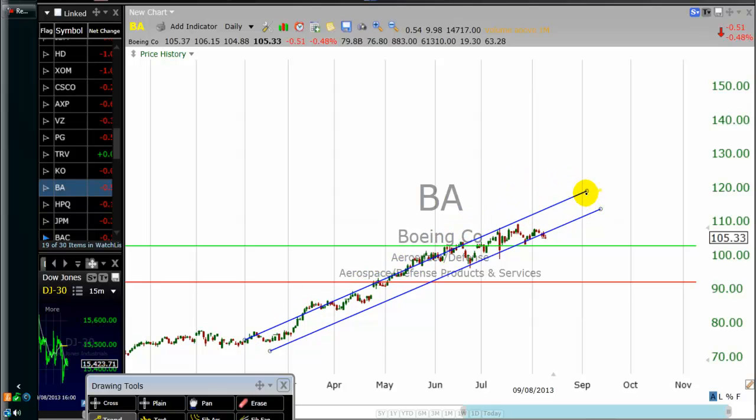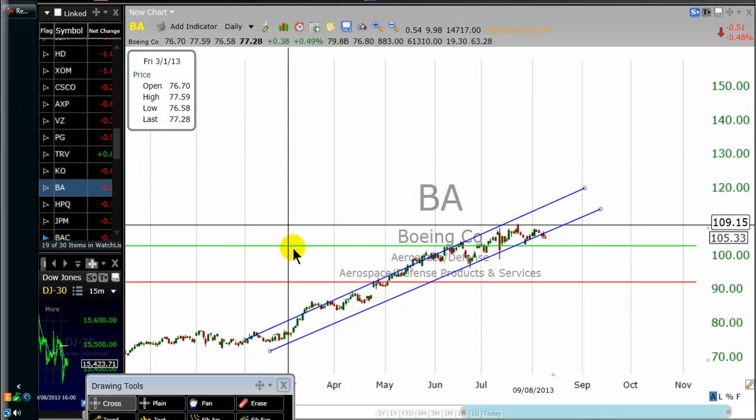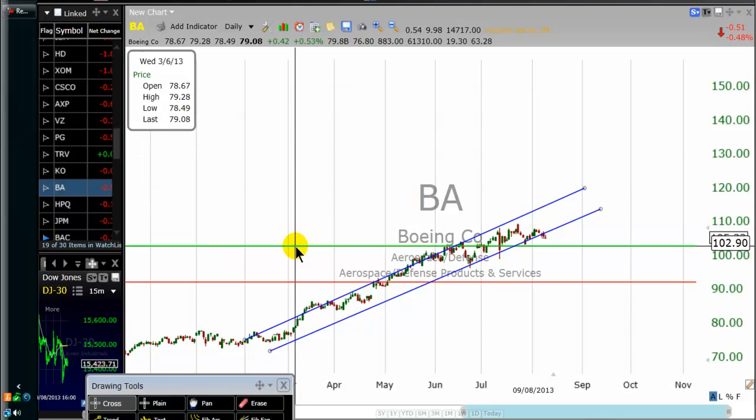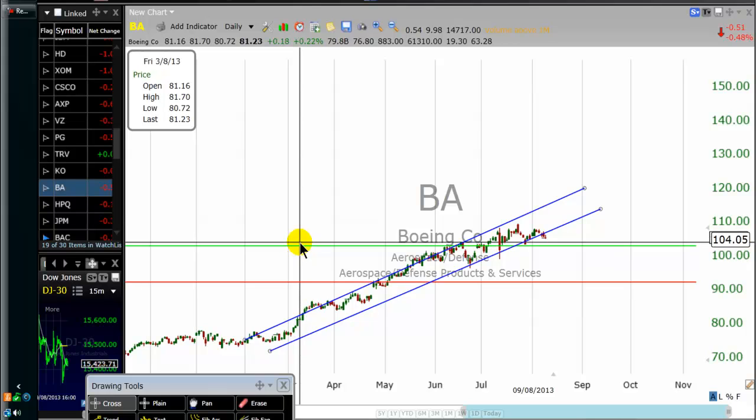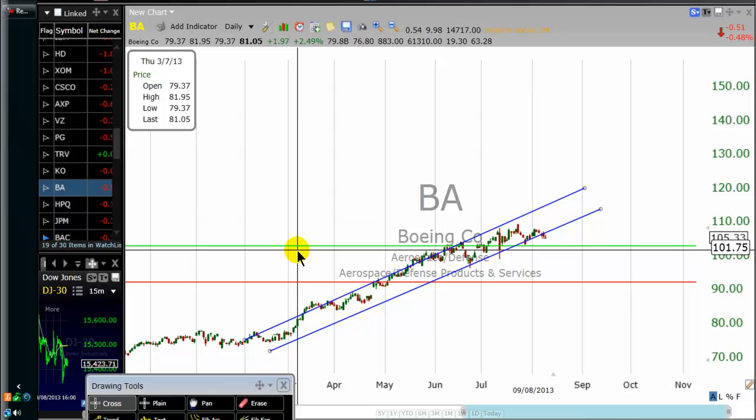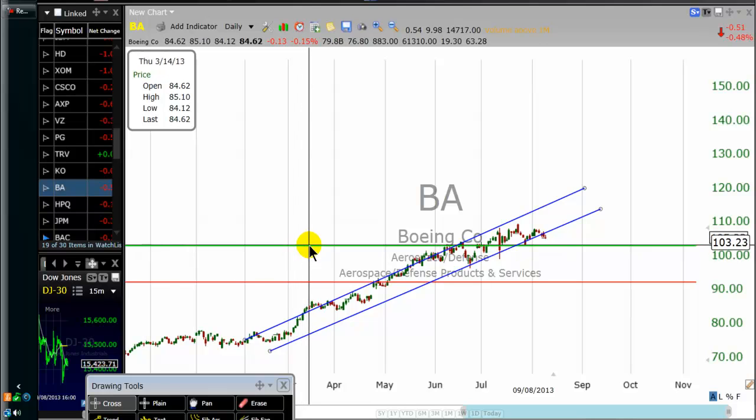You see now, the short-term equilibrium price level for Boeing is at 103.06. This is a zone. So if I move it down around 101, 102, here 101.91, but the green line that I'm showing you here is 103.06. This is the short-term equilibrium price level. This level will remain in place for 1 week or 2.